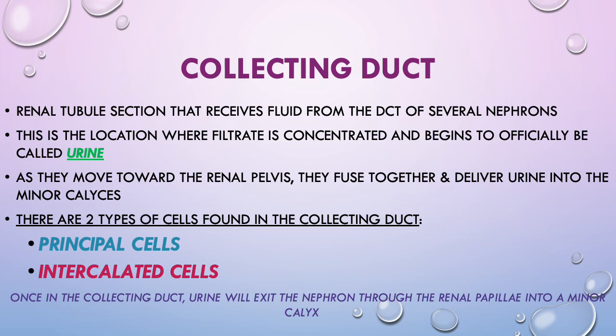Then the collecting duct is the area where we can talk about urine. Several nephrons are connecting to this. So think of a main sewer that is receiving waste from different nephrons. There are two cell types found in this area: principal cells and intercalated cells. Once in the collecting duct, we're talking about urine, and it will exit the nephron through the papillae into the minor calyx.